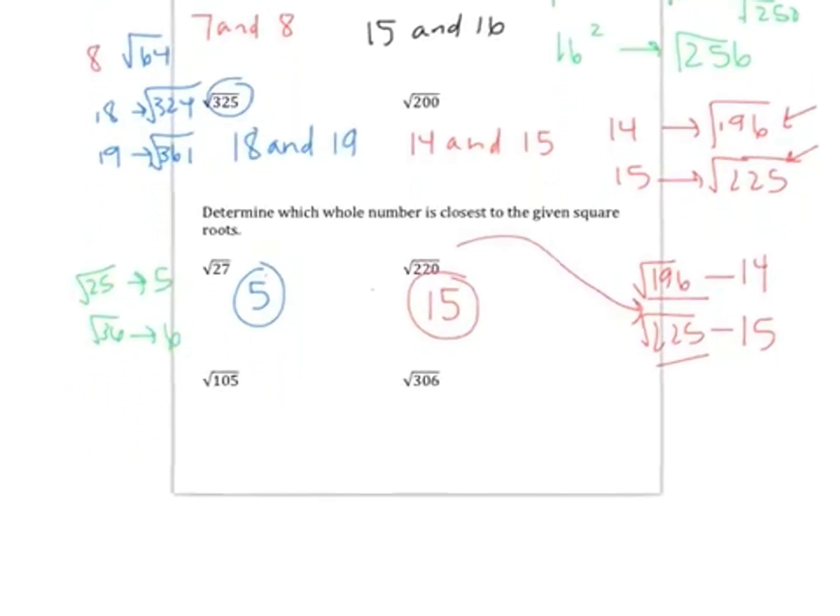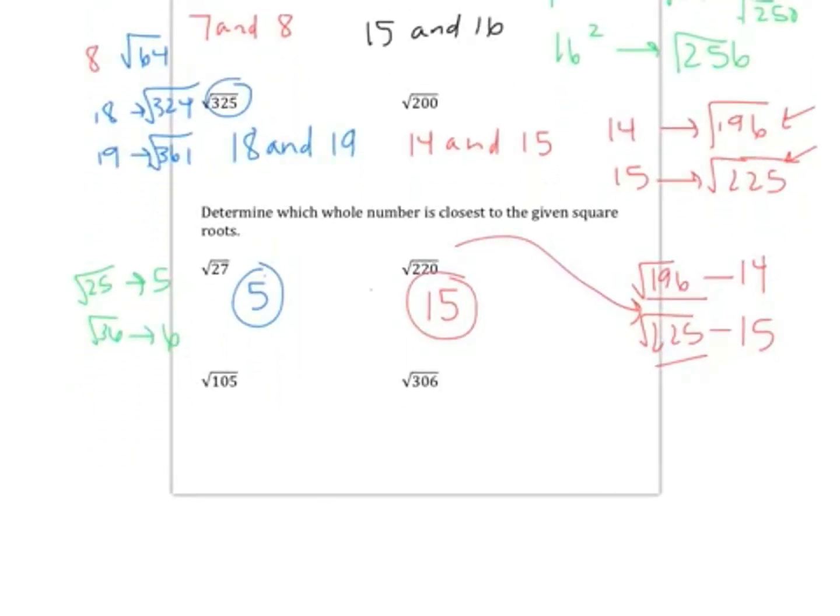Okay, let's look at the square root of 105. And so I know that the square root of 100 is 10, and then above that would be 121, and that square root would be 11. And 105 is only 5 off from 100, but a lot more off than 5 from 121. So this would be closest to the whole number of 10.